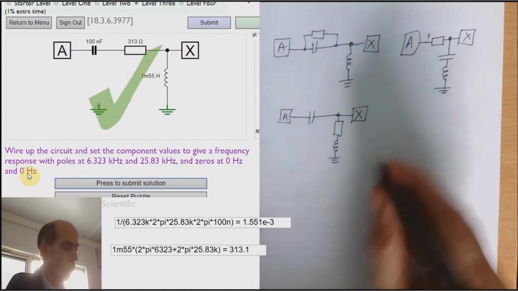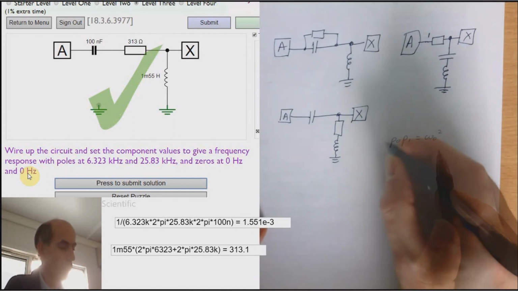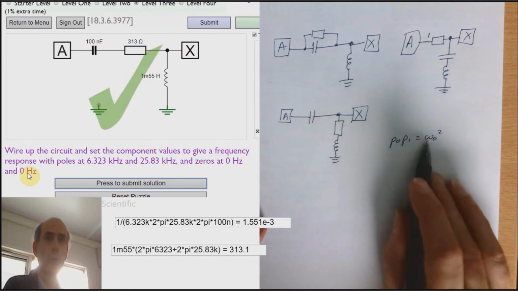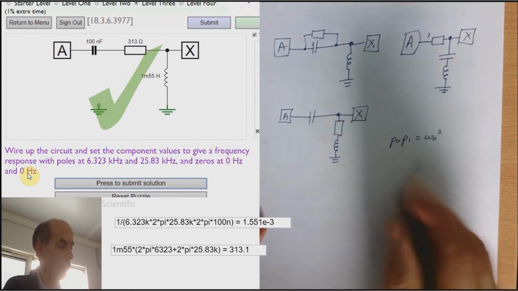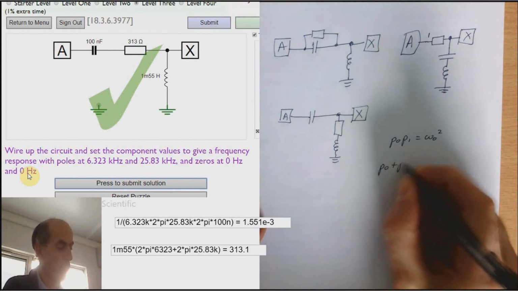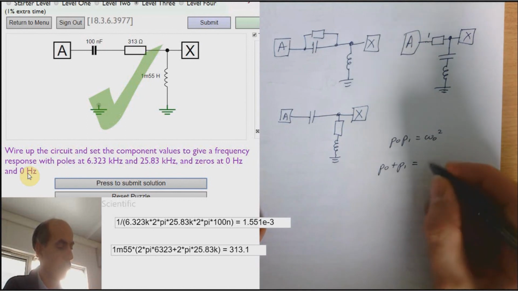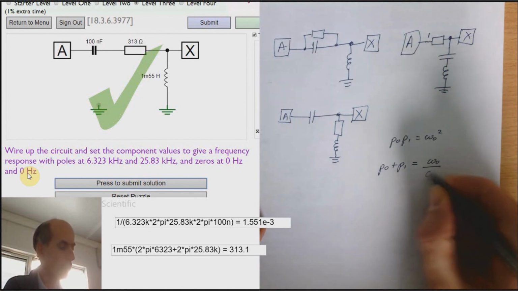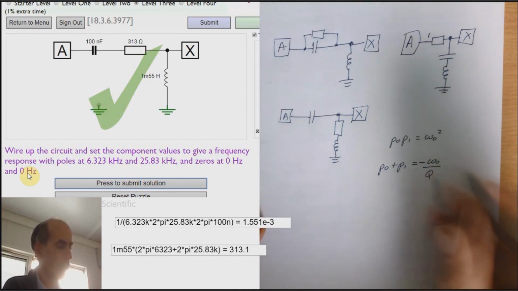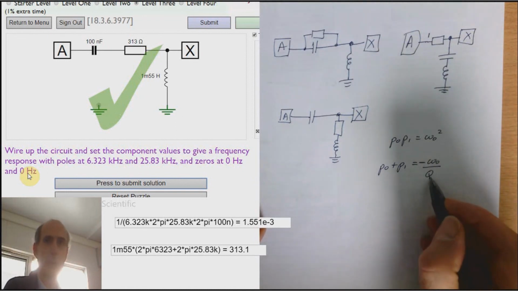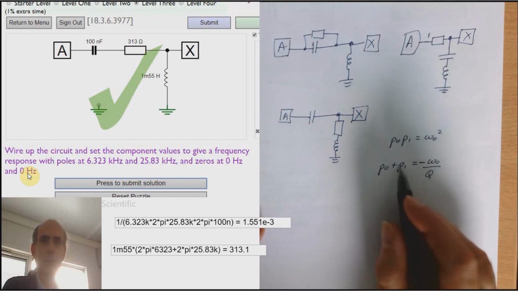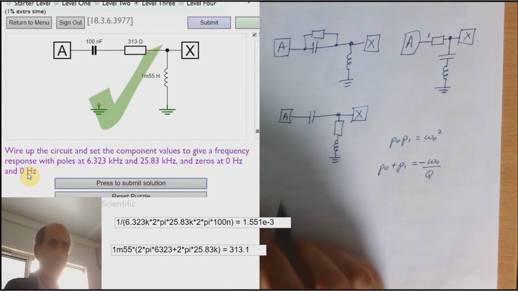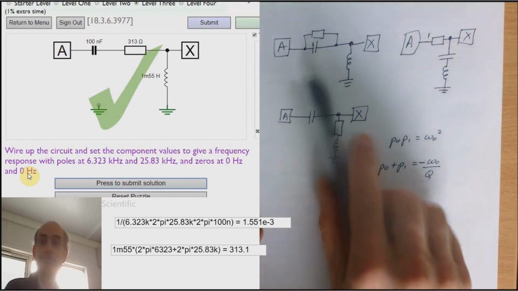And just remember those two useful formulas, that the product of the two poles is the square of the resonant frequency, and the sum of the two poles is the resonant frequency divided by the Q factor. Strictly speaking, minus the resonant frequency divided by the Q factor, because the poles are actually negative values. Yeah, that's about it. Good luck.